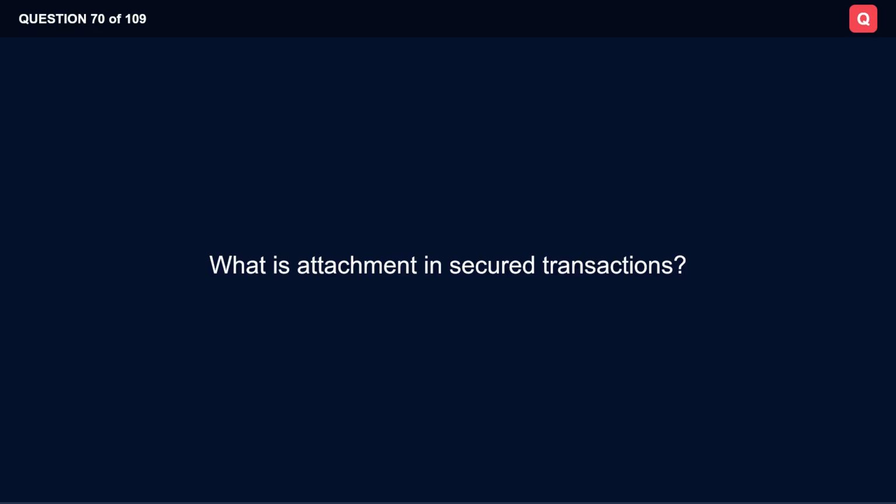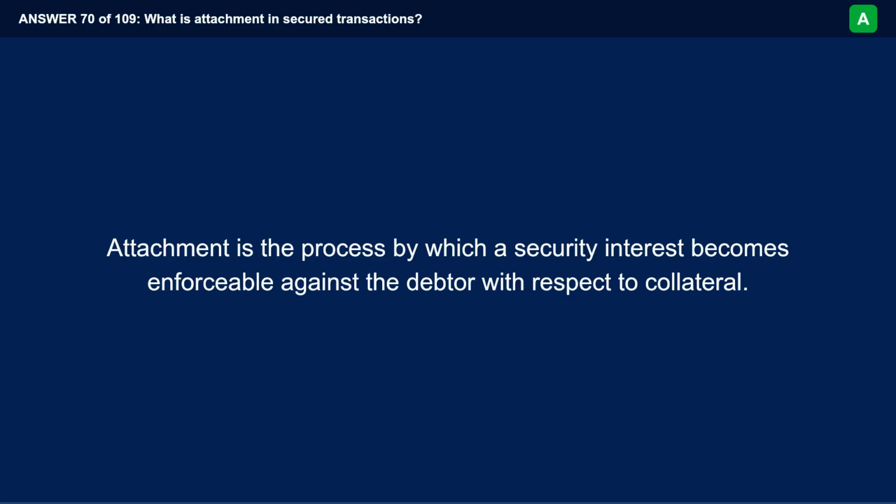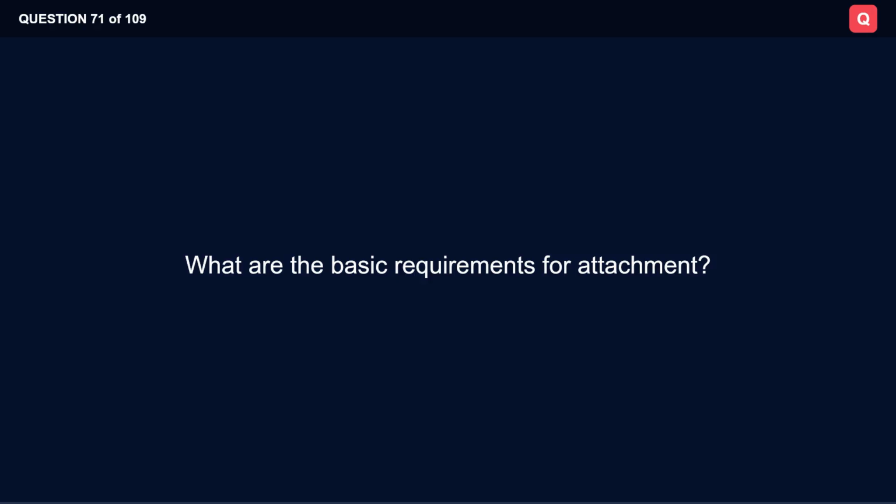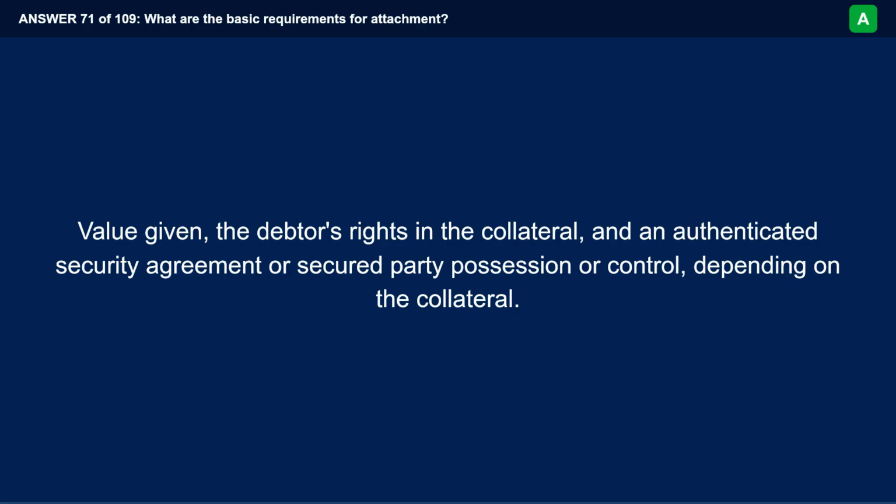What is attachment in secured transactions? Attachment is the process by which a security interest becomes enforceable against the debtor with respect to collateral. What are the basic requirements for attachment? Value given, the debtor's rights in the collateral, and an authenticated security agreement or secured party possession or control, depending on the collateral.